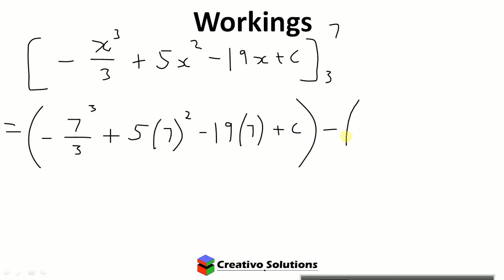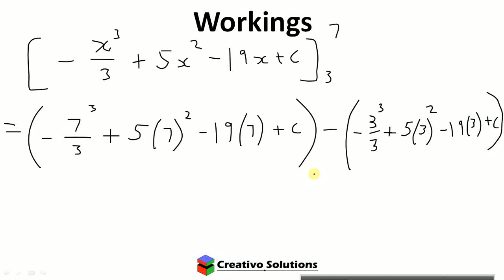Minus, 3 to the 3 over 3, plus 5 times 3 squared, minus 19 times 3, plus c. Close brackets. And then we just need numbers for all of them. So let's do each one separately.